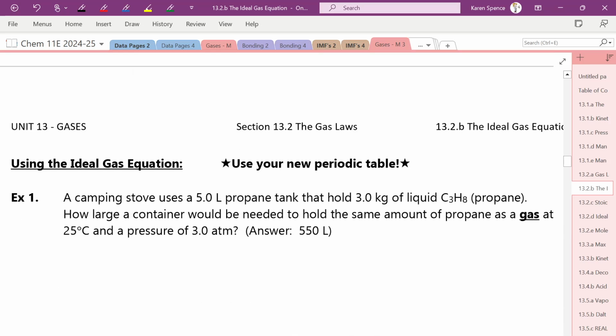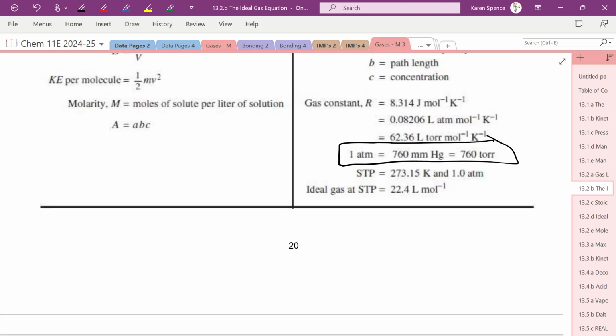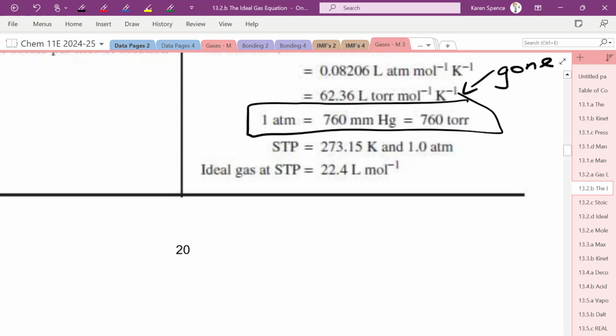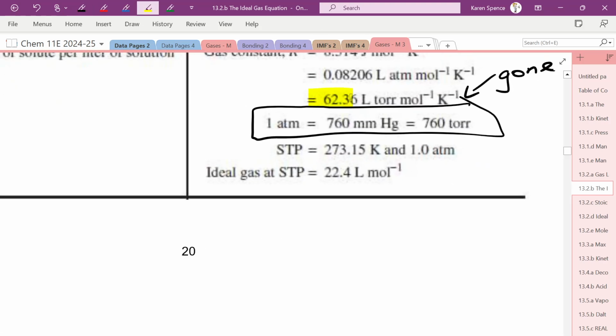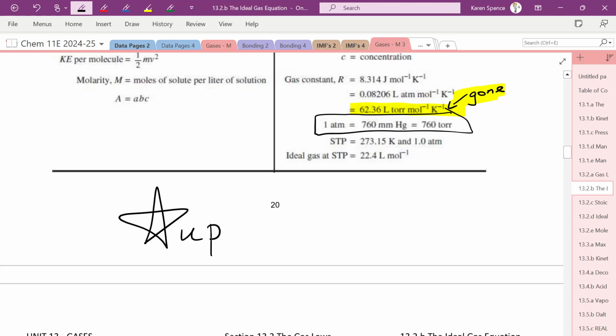Anywho. Kilopascals is just not there. The R value in torr is just not there anymore. Okay, so this is now gone. So we only have the liter atmosphere per mole Kelvin. I don't know why. Whatever. This one is gone, and I need to update.